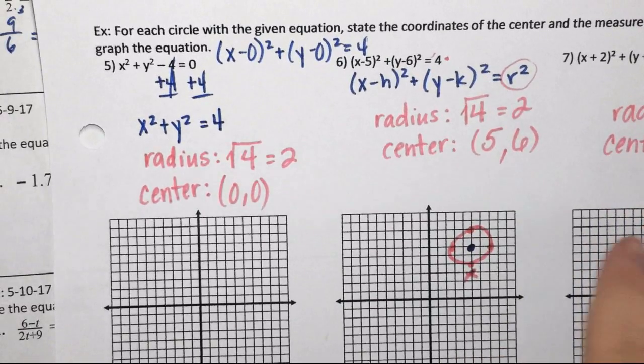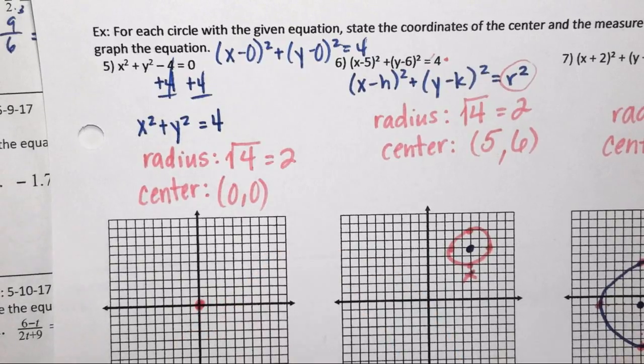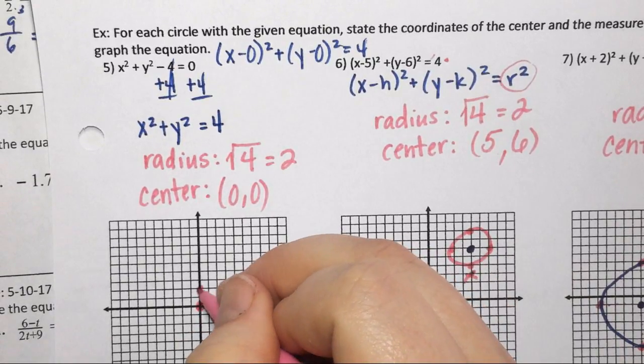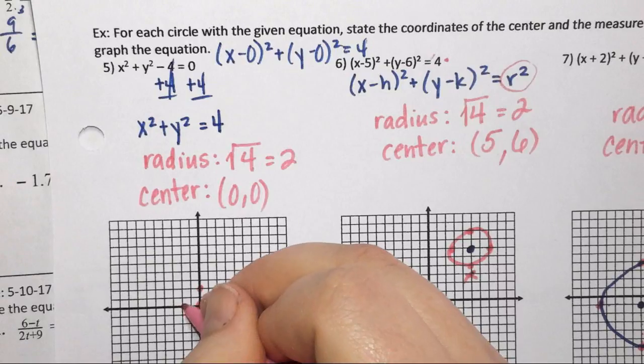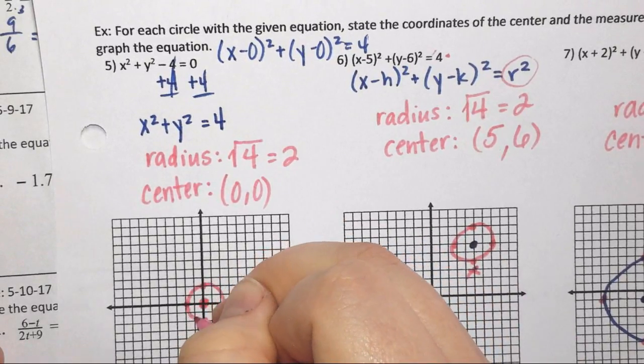So if you ever see another confusing one, more than likely the center is at 0. So put our center at 0. Our radius is 2, so up 2, over 2, down 2. We connect the dots as best we can. Circle.